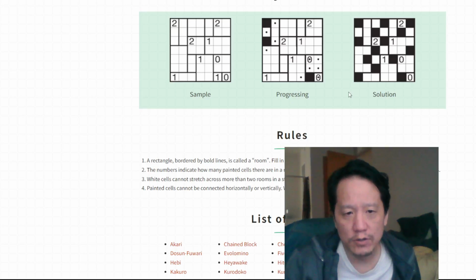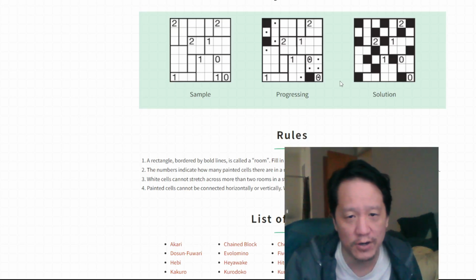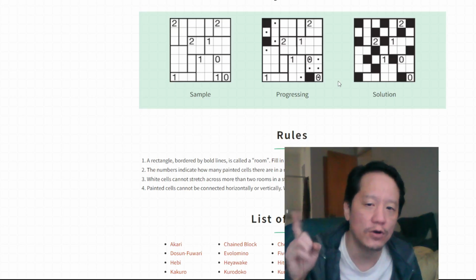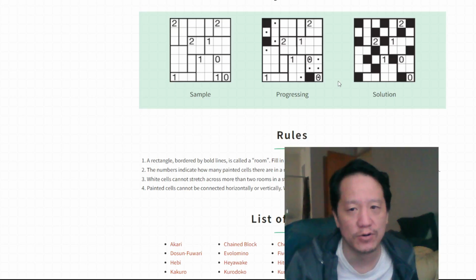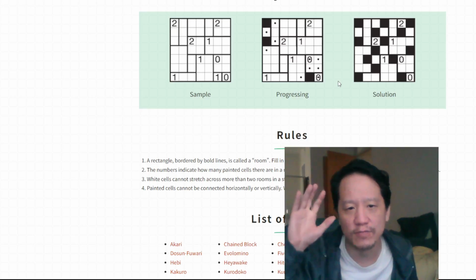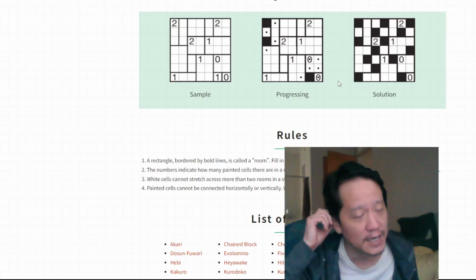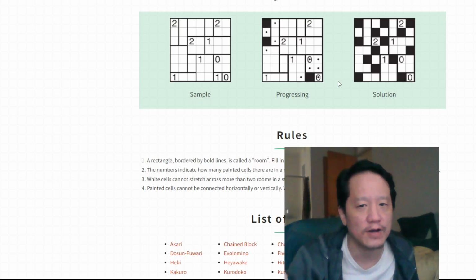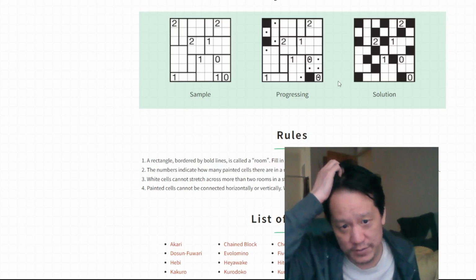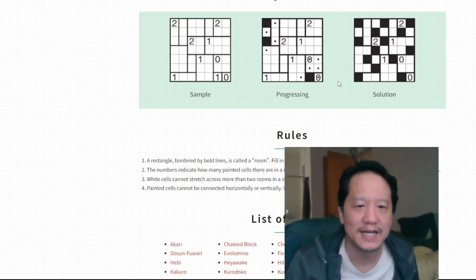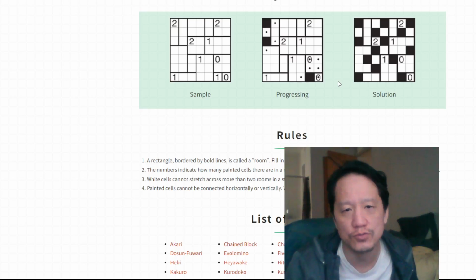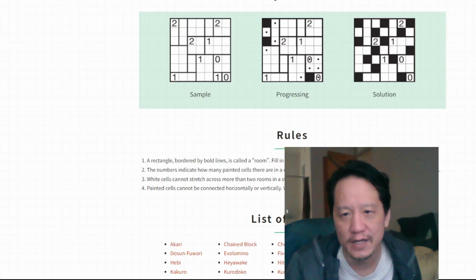So a rectangle bordered by bold lines is called a room. Fill in cells under the following rules. The numbers indicate how many painted cells there are in a room. Rooms with no number may have any number of painted cells. So if you don't have a number inside, you can have any amount of painted cells. White cells cannot stretch across more than 2 rooms in a straight line.